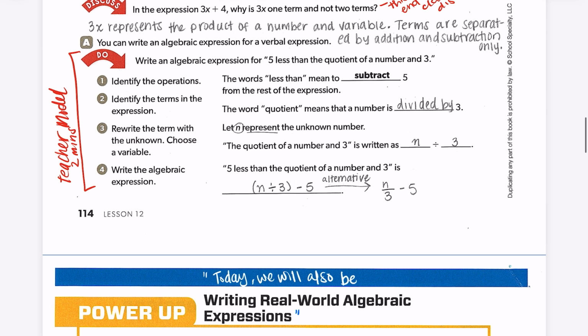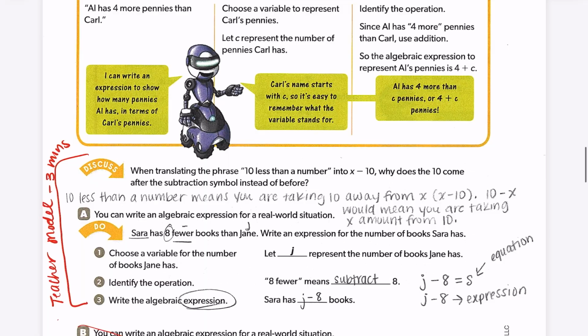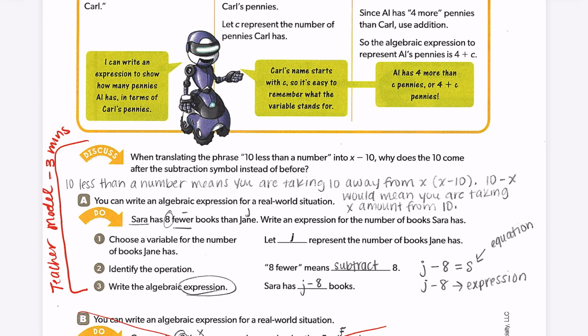So now we are taking our knowledge of writing algebraic expressions and applying them to real world scenarios. Going into the teacher model here, we have Sarah, who has 8 fewer books than Jane. Write an expression for the number of books Sarah has. Step 1 is to choose a variable for the number of books Jane has. So it tells us to let J represent the number of books Jane has.